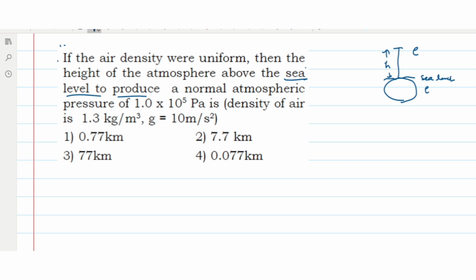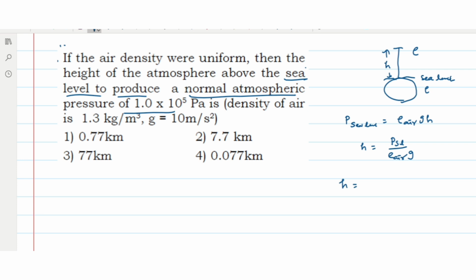So the pressure at the sea level due to the air will be equal to h into rho into g, where rho is the density of the air. So h is equivalent to the pressure at the sea level divided by the density of the air into g. Therefore h equals the pressure at the sea level, which is the normal atmospheric pressure.